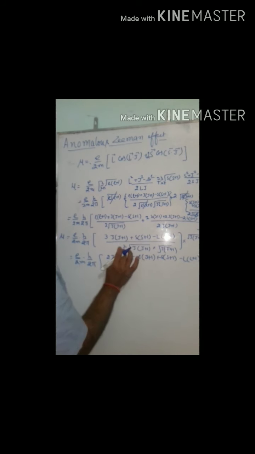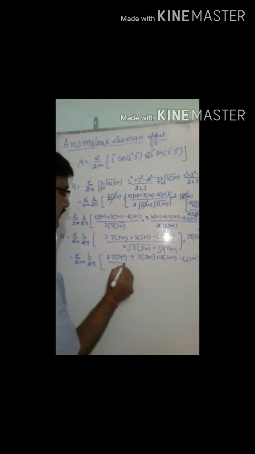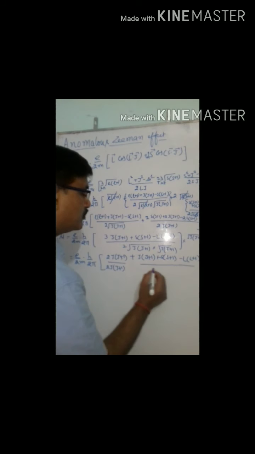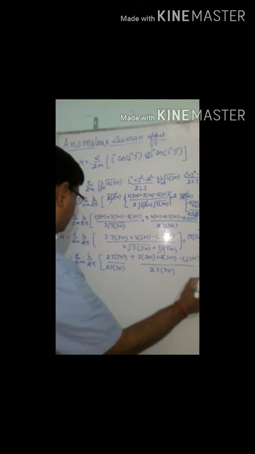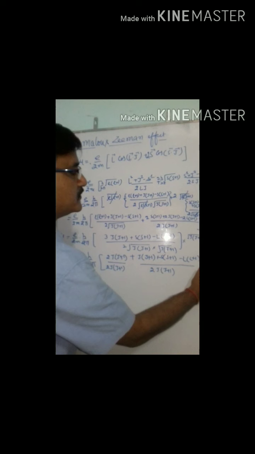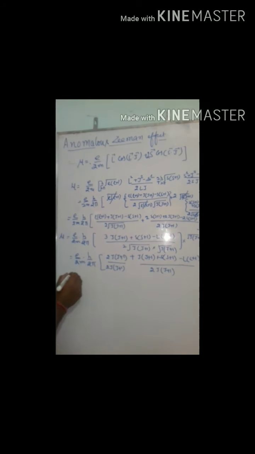This can be written as 2 times j into j plus 1. Separately I can write it as 2j into j plus 1. This also 2j into j plus 1, right? This into under root of j into j plus 1, right? This is this, so this gets cancelled. Ultimately what we obtain, and h upon 2 pi into j plus 1 is j, right? So E upon 2m into j, right?